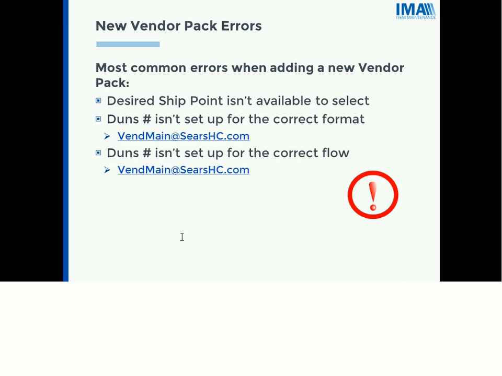So the most common error when adding a new vendor pack is that the desired ship point isn't available to select. It's not in that drop-down. The DUNS number is not set up for the correct format, or it's not set up for the correct flow. So if that's the case, if it's not set up for the correct format or flow, you can reach out to VendMain at SearsHC.com, and they will help you get started in getting those added to your DUNS.